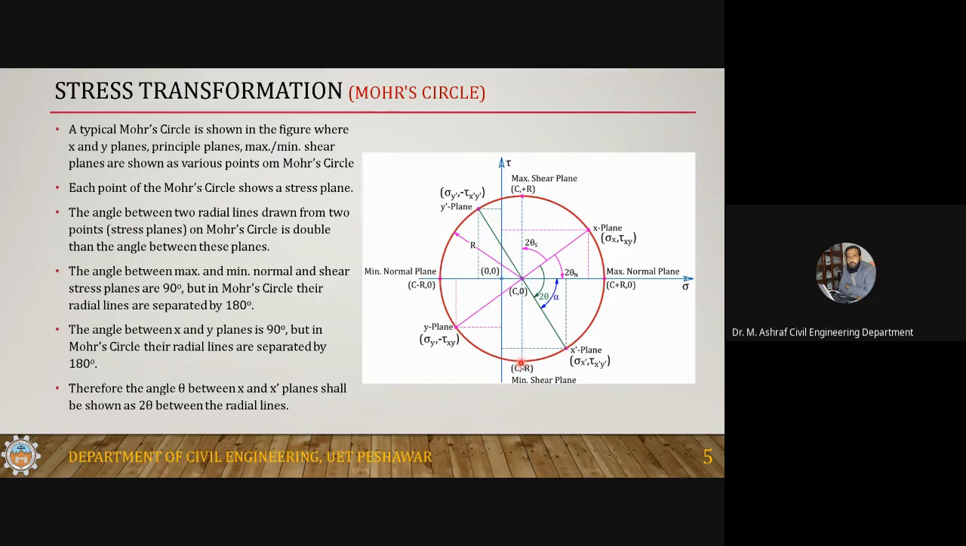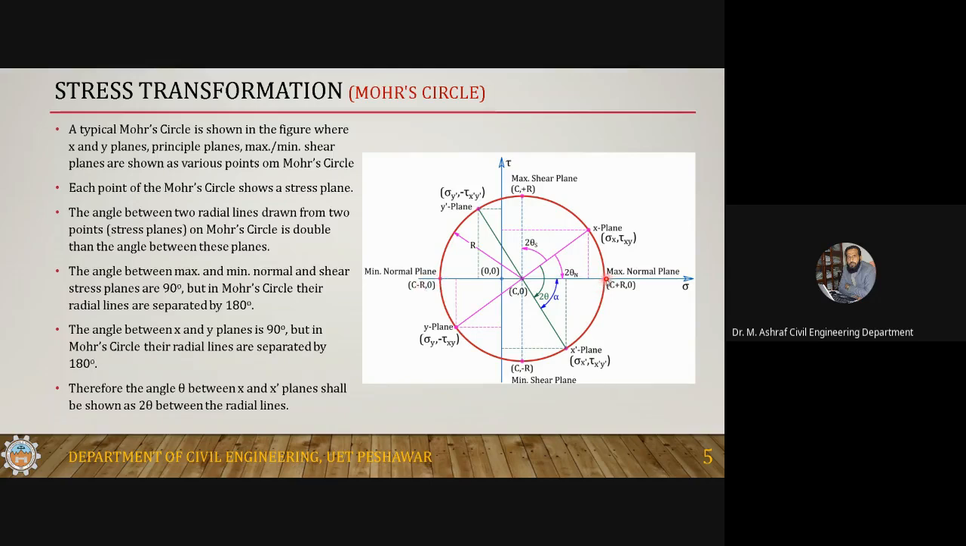Okay, we draw this, and then we are making some conclusions from this circle. Now this point is the maximum normal point, because this is the rightmost point of this circle. So this point represents the maximum normal, since this is the normal axis on the right side. This point is having maximum normal stress, and this point is having minimum normal stress.